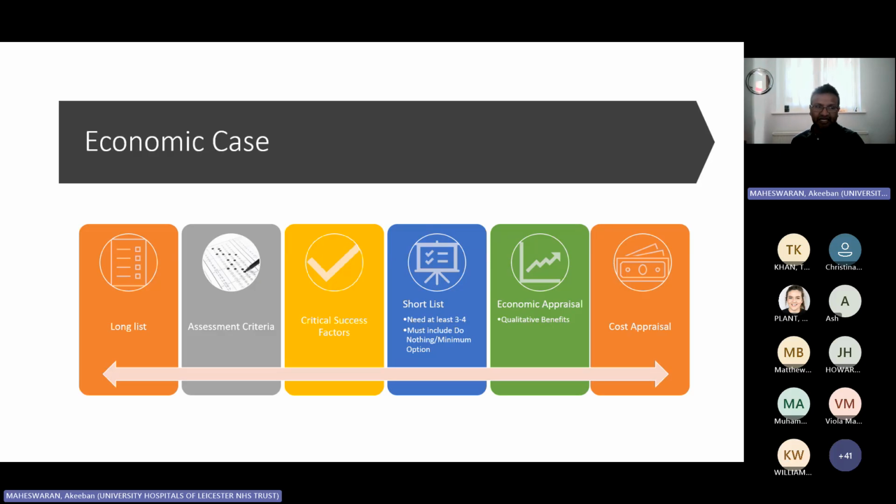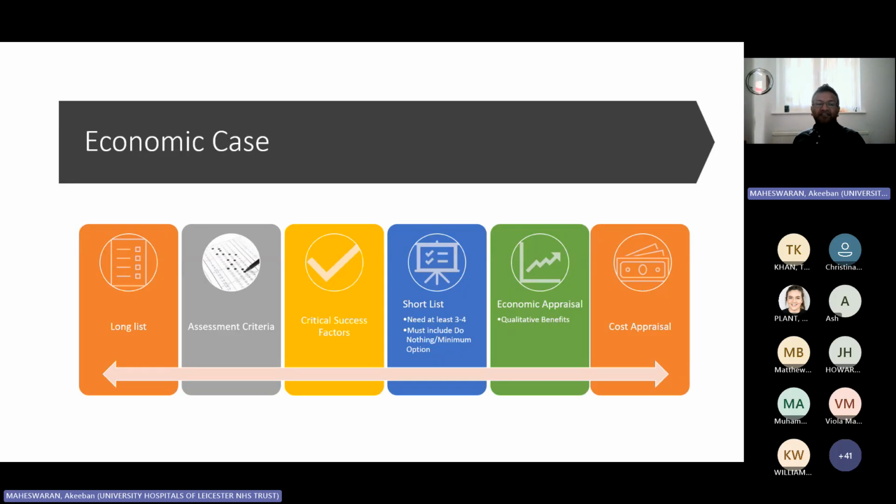Then you do your shortlist. So you go from your long list down to your short list. Your short list are things that are potential options, and realistically you need three or four, and it must include a minimum, a do minimum or do nothing option. You need to show that, and why that's a non-starter or whatever.